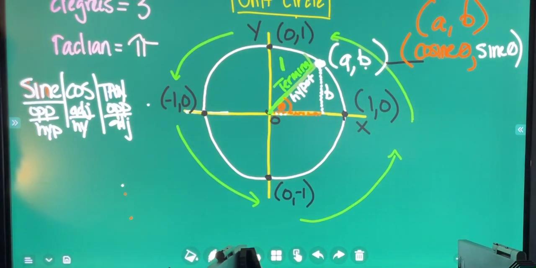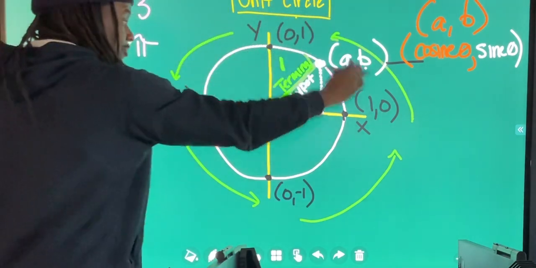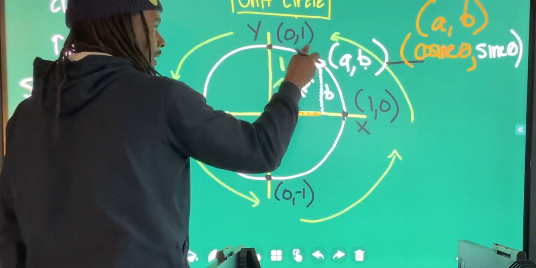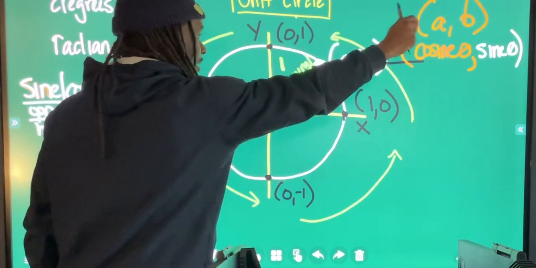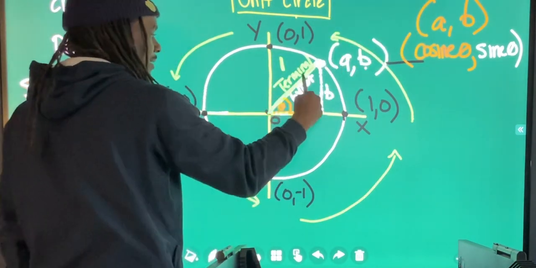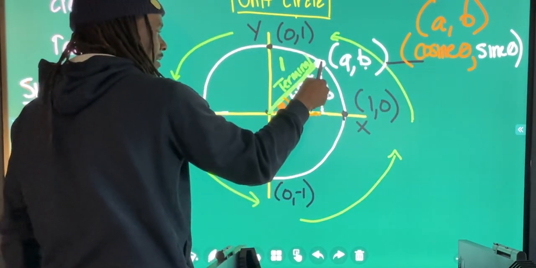So we now know that on the unit circle, the value of A is just the cosine of theta, and the value of the B coordinate is just the sine of theta.